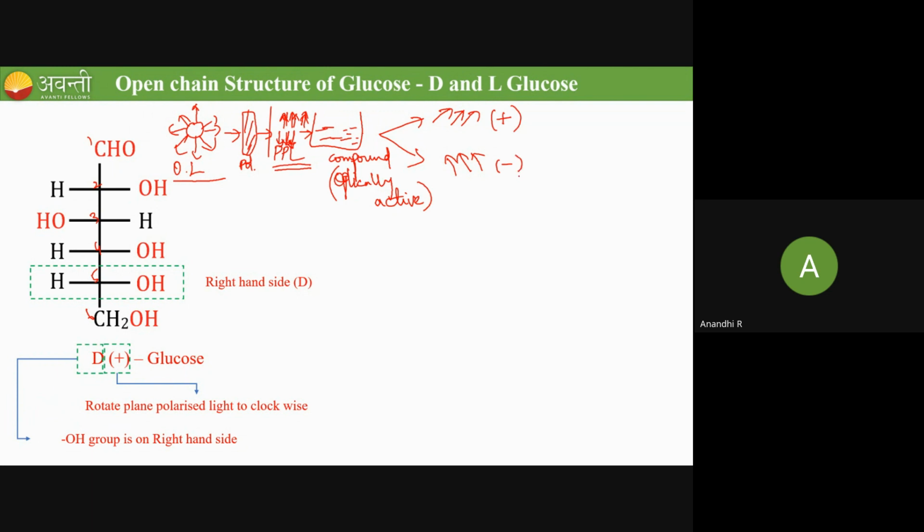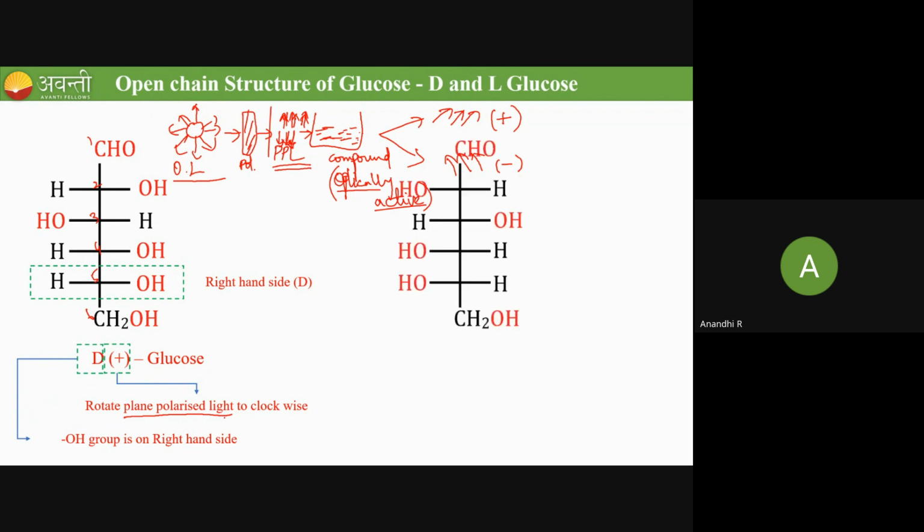Got it? And if the compound is optically inactive, we would not see two different sets of rotations. Plus minus won't be there because only one type of compound is there. It will rotate the light only in one direction, either clockwise or anti-clockwise. So only optically active compounds will rotate it in two different directions. So now here glucose is represented by D plus. What is the meaning of this plus? This glucose will rotate the plane polarized light in the clockwise direction. That's why we are representing it as D plus glucose.